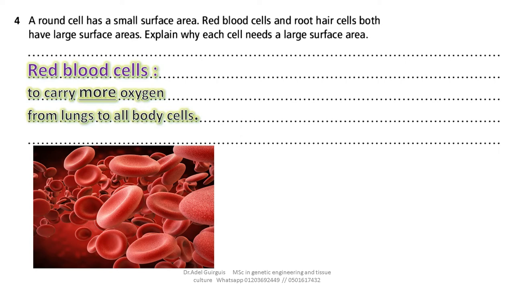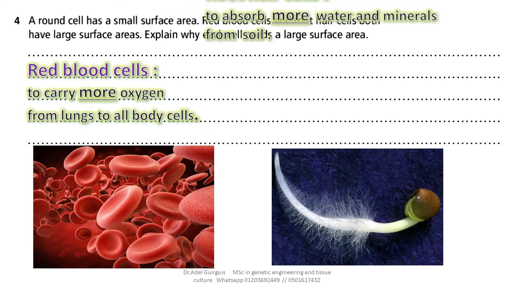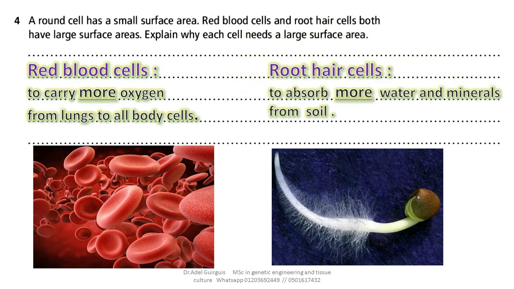What about root hair cells? Look, these root hair cells have an extensive network, extensive extensions from the main root to the outside. This increases surface area. Why? To absorb more water. Here, more, underlined, also must appear in your answer. More water and minerals from the soil. Okay, this is number 4.